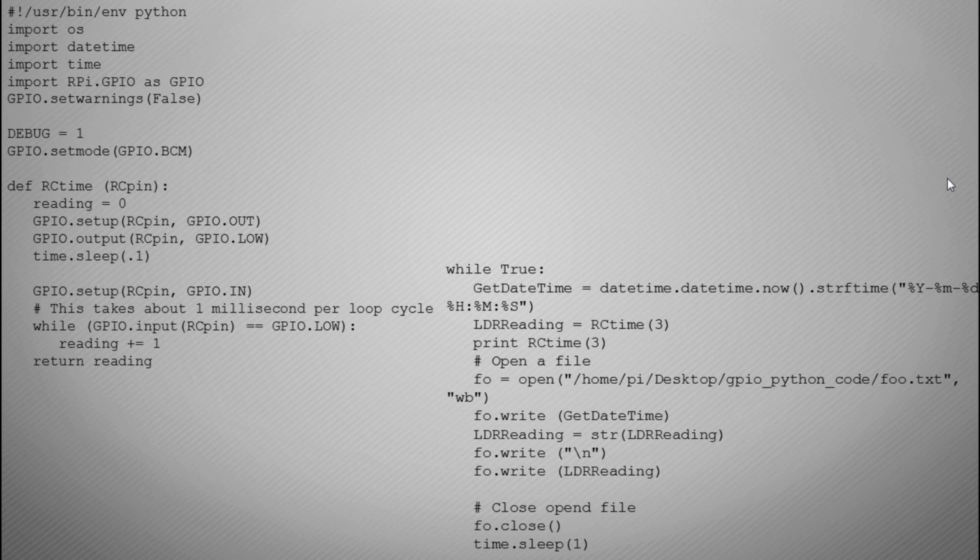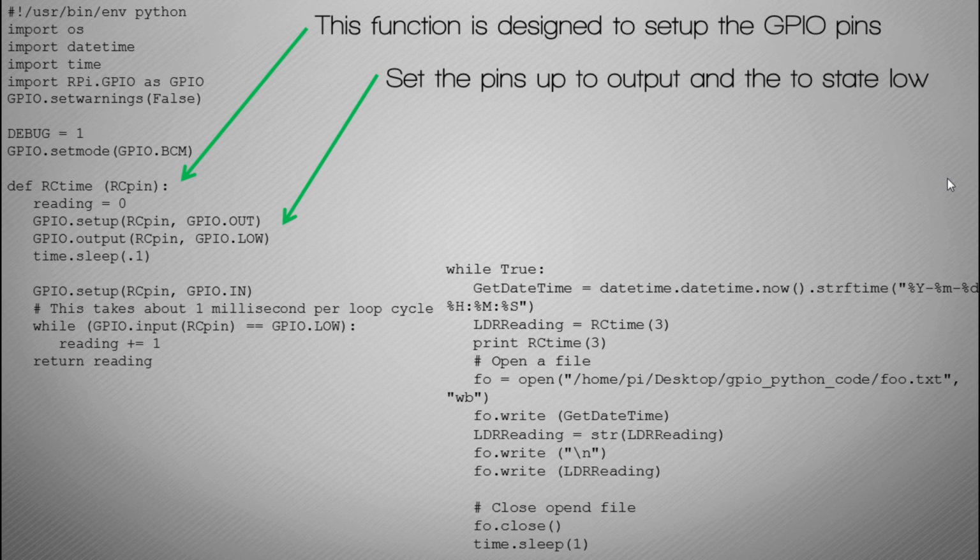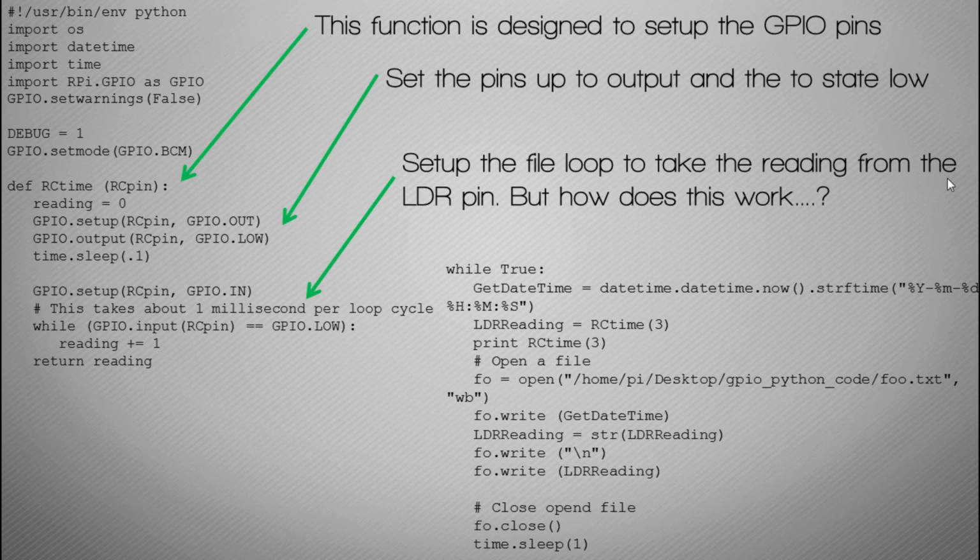So we have our standard code on the left hand side here. The first block you should be fairly familiar with, which is how to set up the Python interpreters and all the modules that we're using. This function here is designed to set up the GPIO pins. This is called slightly later in the script, and it goes through and sets all the pins to an output and to a low state. This section sets up the file loop and takes a reading from the light dependent resistor.